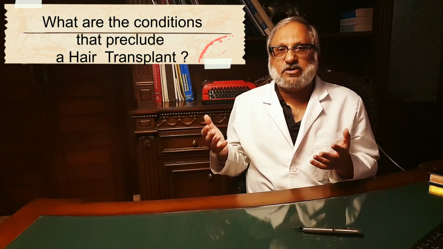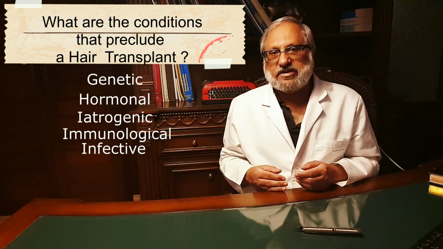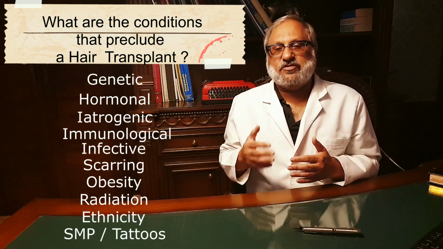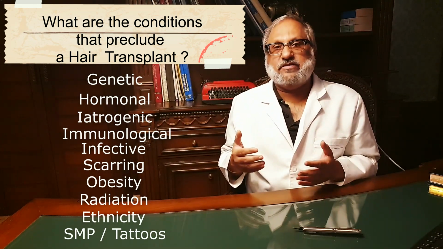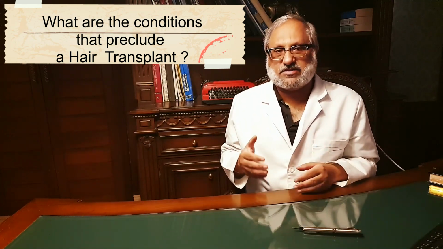So I've divided the causes into genetic, hormonal, iatrogenic, immunological, infective, scarring, obesity, irradiation, and decreased contrast between the skin and the hair, which is becoming more and more a problem with people going in for scalp micropigmentation and tattooing over the scalp. So we will discuss this one by one.